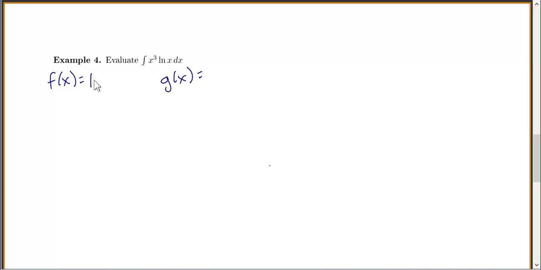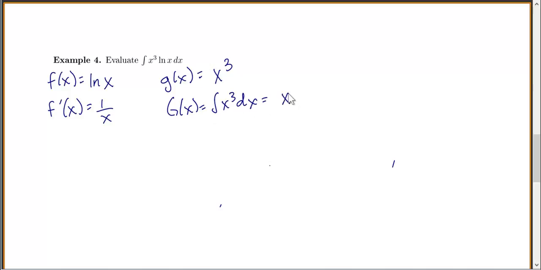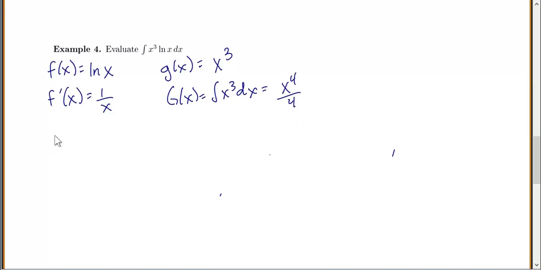So instead, let's try and put the natural log of x as f of x and put x cubed as g of x. And the true reason we do this is because when you take the derivative of f of x, then you're going to get 1 over x. That seems much simpler than natural log of x, right? And capital G of x, which is the integral of x cubed dx, is just going to be x to the 4th over 4.